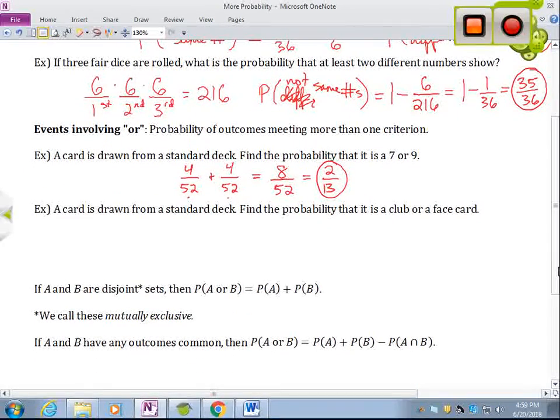Another example with cards. Here, a card is drawn from a standard deck. Find the probability that it's a club or a face card, okay? Well, if I'm looking at my deck of cards, I see that I have 1 full suit of clubs, so that's 13 out of 52, okay? And then I also have 3 face cards in each suit. The face cards are the jacks, the queens, the kings, not aces. Okay? So jack, queen, and king. So there are 12 face cards. Okay? And if I add 13 over 52 plus 12 over 52, I get 25 over 52, which doesn't reduce. So 25 cards will satisfy club or face card.